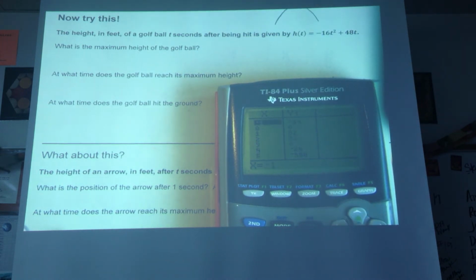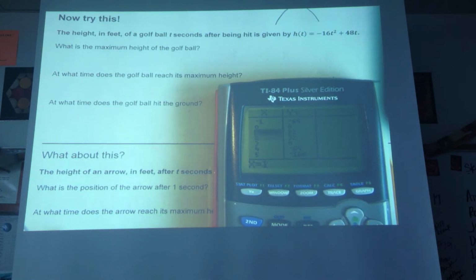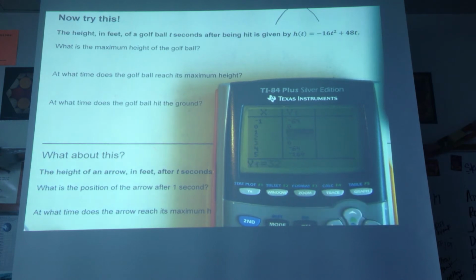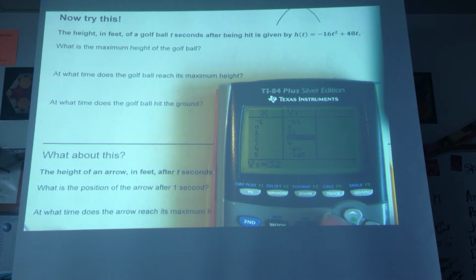This is an interesting one. I think we've seen a problem like this before. I can tell that the maximum is going to be above 32, because there's no way I'm missing the max. It's somewhere in between 1 and 2.